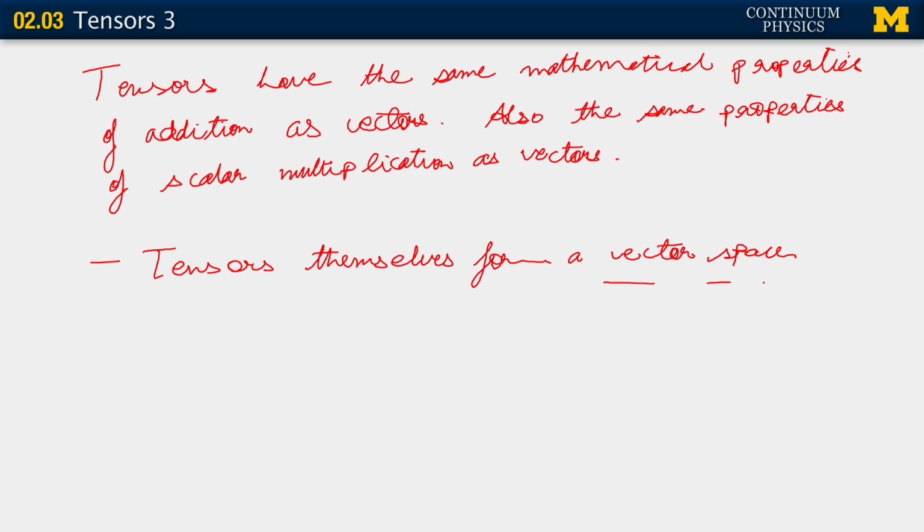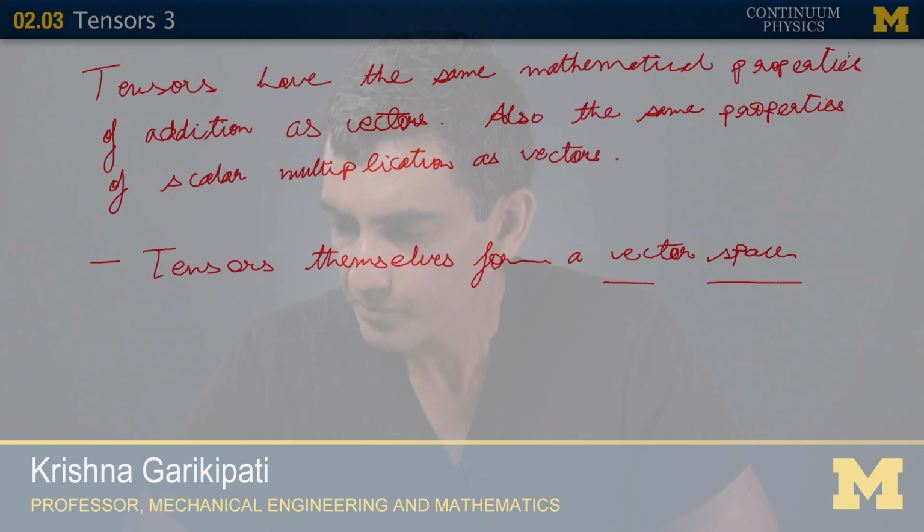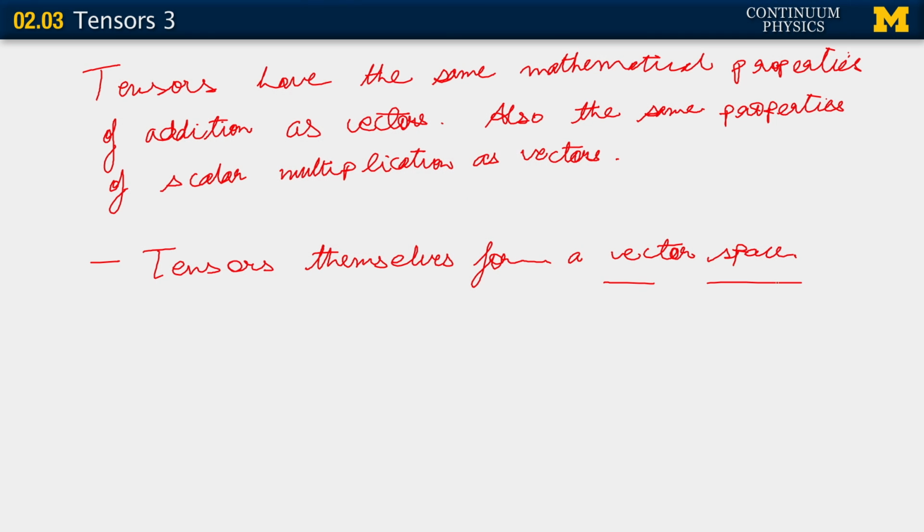Here the idea of vector space should not be confused with the actual Euclidean vector in 3 dimensions. Here vector space refers in particular to these mathematical properties of addition and scalar multiplication. Okay, so that's just an aside. Let's press on with particular properties of tensors. We're going to look at a few of these properties, by no means all of them, but some that will be relevant to our study of continuum mechanics.